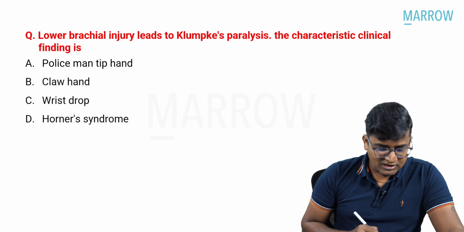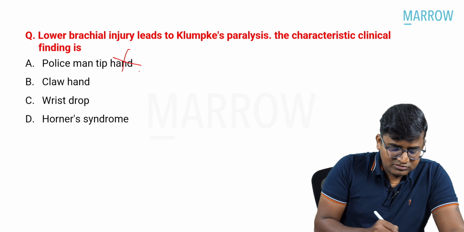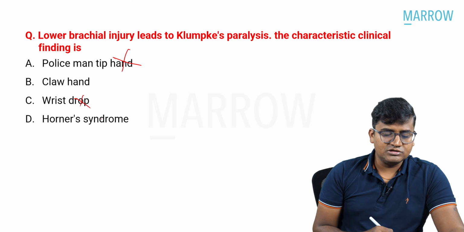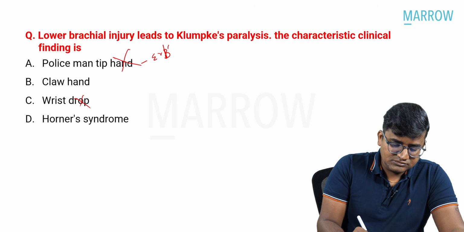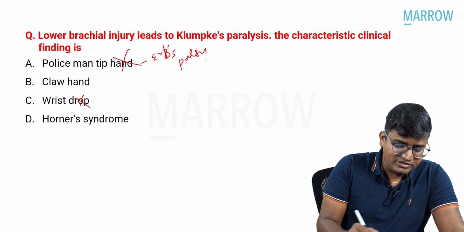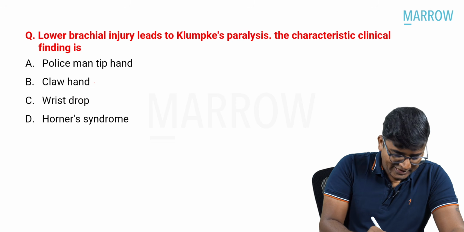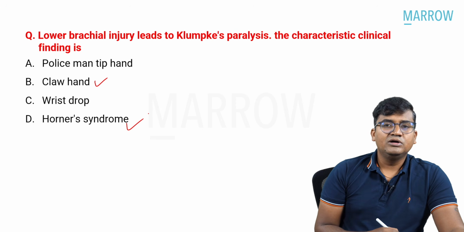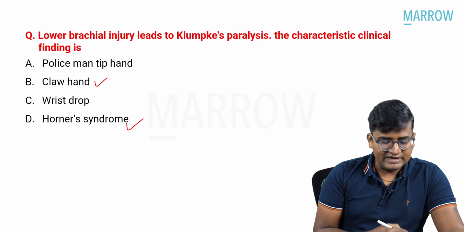Right, now see the question. Klumpke's palsy with policeman's tip deformity, no, that is wrong. Wrist drop, no, that is also wrong. Erb's palsy, you will see the policeman's tip deformity. Wrist drop is due to the radial nerve involvement. So now the patient will have claw hand and Horner syndrome. We have to select one best answer for this question. So now B or D.